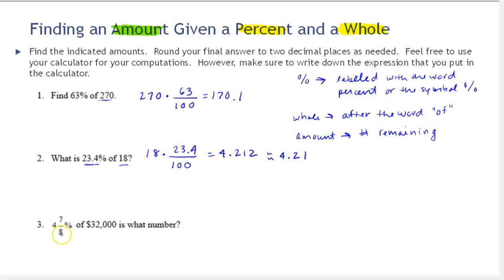And now our last one, 4 7/8% of 32,000 is what number? Okay, so we want to take our whole of 32,000, and now we're going to multiply by 4 7/8 over 100. Now I bet this fraction bothers you a little bit. We have a mixed number and a fraction, but we're not going to do all these computations by hand. We're going to do this on the calculator. So here's how we're going to deal with this.